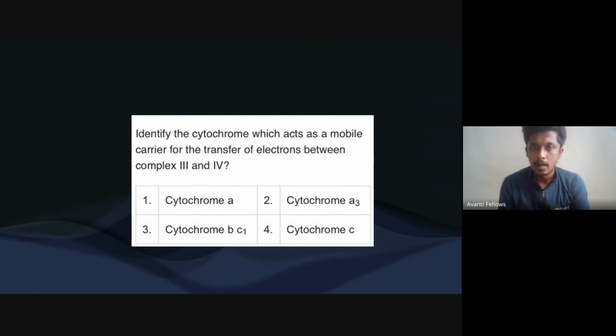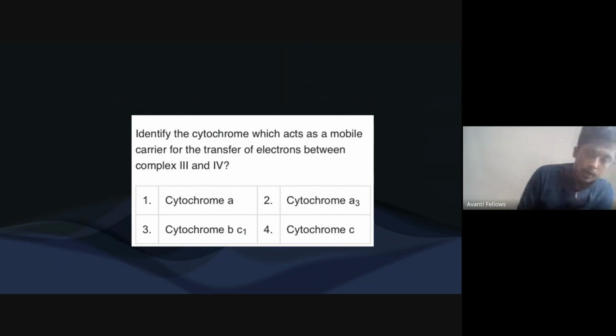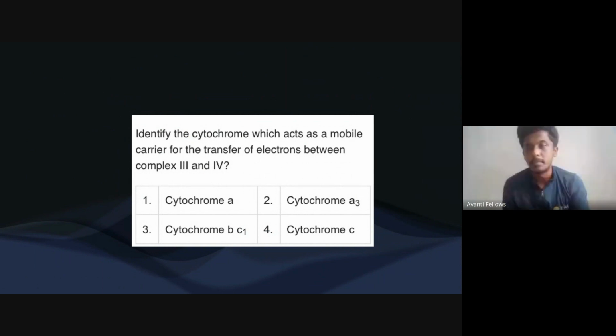Okay. I told you to remember one important thing. Even though you cannot remember the concept, sometimes you have to memorize some things. Whenever mobile electron carriers come, you directly go for cytochrome C. We know that we have complex 1, complex 2, complex 3, complex 4, and then complex 5 in the electron transport chain.